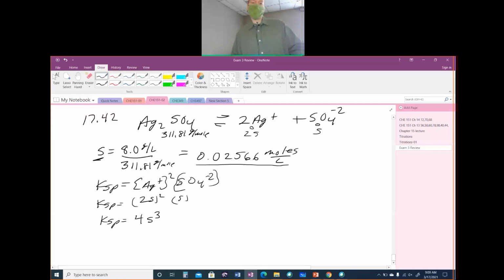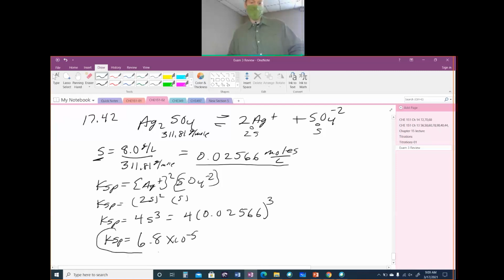Now we have our S value, and we plug it in. So that's equal to 4 times 0.02566 raised to the third. Raise that to the third, multiply it by 4, and now we have a Ksp for silver sulfate, and that is 6.8 times 10 to the minus 5.